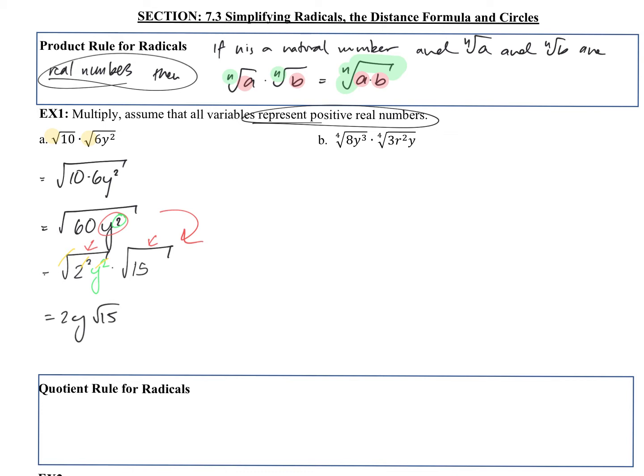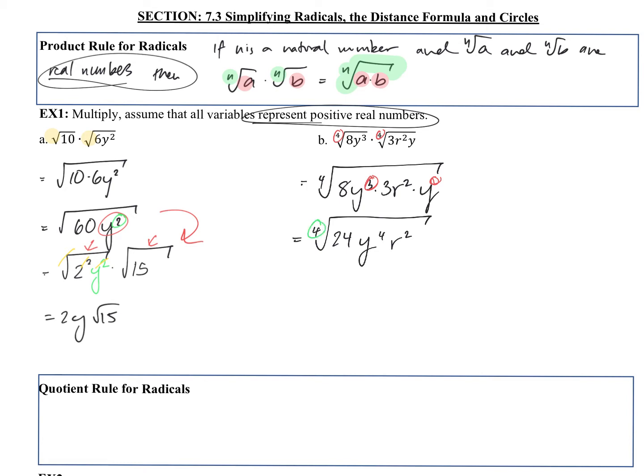Do they have the same index? They do. They're both 4, so we'll go ahead and work with that. This is the fourth root of 8y cubed times 3r squared y. We can work on multiplying these. So 8 times 3, it's going to be 24. And then we have y to the 4th power, because we have that third and the 1. And then r squared. Now, this is the fourth root, sorry. Can we split this into perfect fourth roots? Well, I already see a fourth power in there, so I know that's going to be able to be simplified.